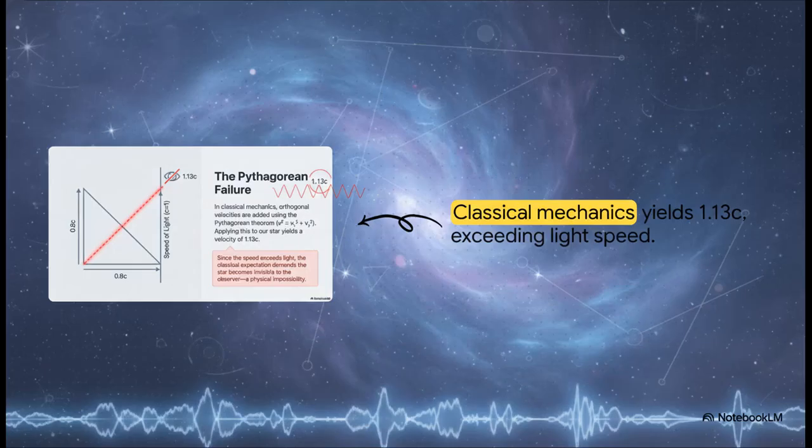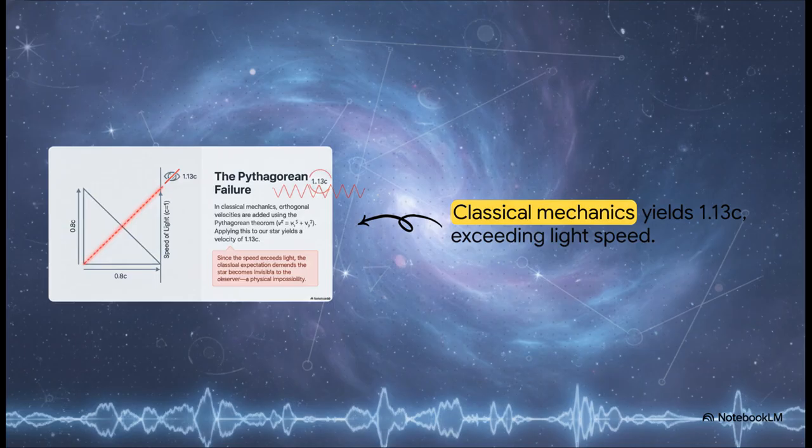Well, this perfectly illustrates a massive, catastrophic problem we hit if we try to just use classical mechanics. Think back to high school geometry for a second. You'd probably just use the Pythagorean theorem, right? a squared plus b squared equals c squared. Simple enough. But if we square 0.8 c and add it to another squared 0.8 c, the classical math spits out a resultant speed of 1.13 c.